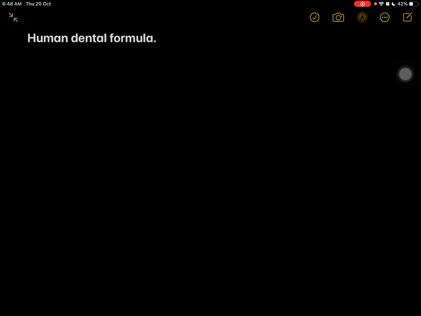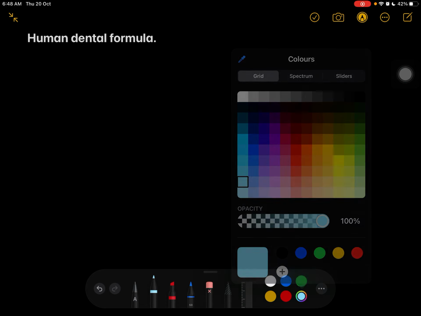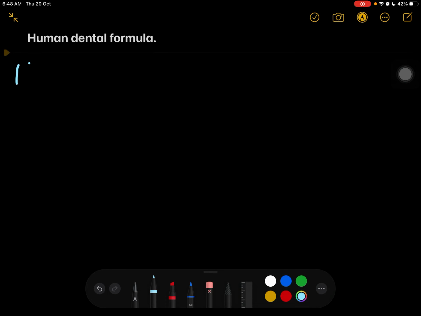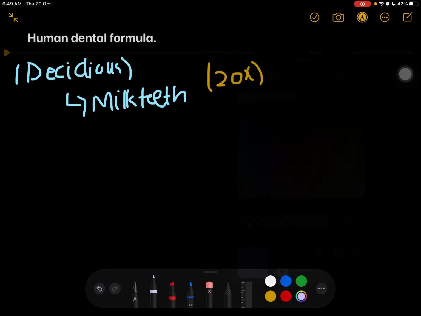So today we will discuss the human dental formula. Let's talk first about the deciduous teeth, which are also known as milk teeth, and they are 20 in number, right? They are 20 in number.